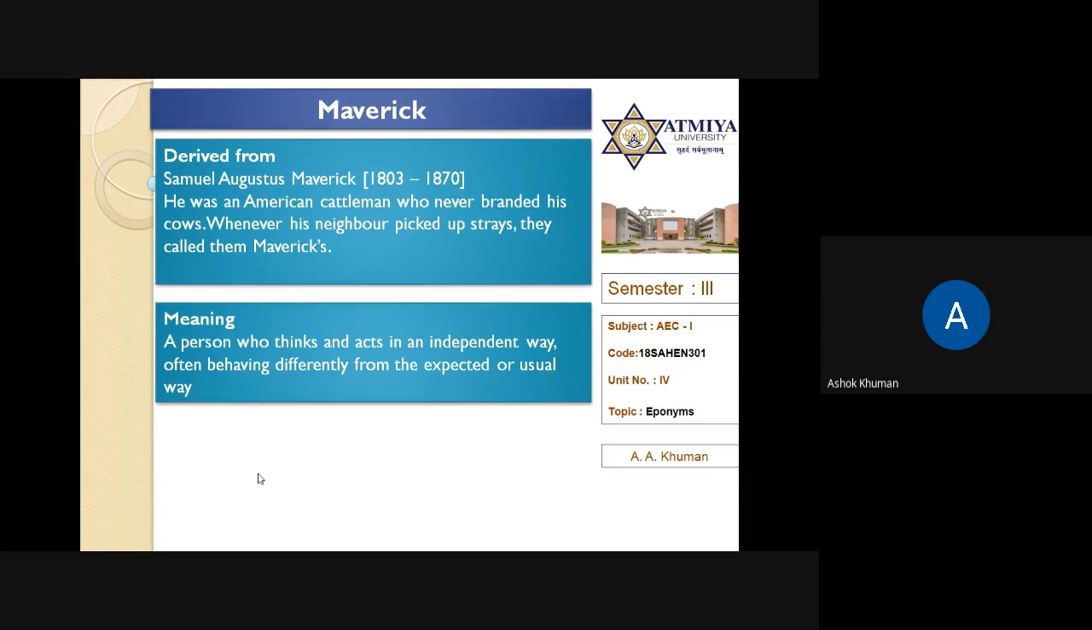Now, maverick is also a very interesting word. Independent way. You take decisions your own way. You live your life in your own way, with nothing governing you. Now it is a very interesting broad topic to discuss: do we really have freedom? Do we have liberty? Are all the decisions, all the choices that we make, made freely?